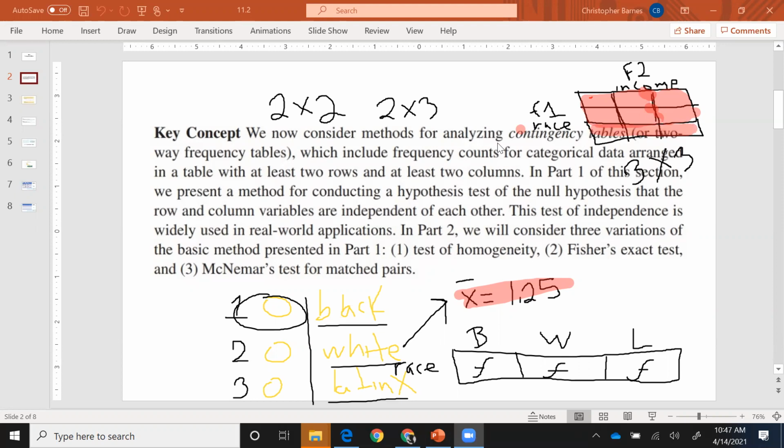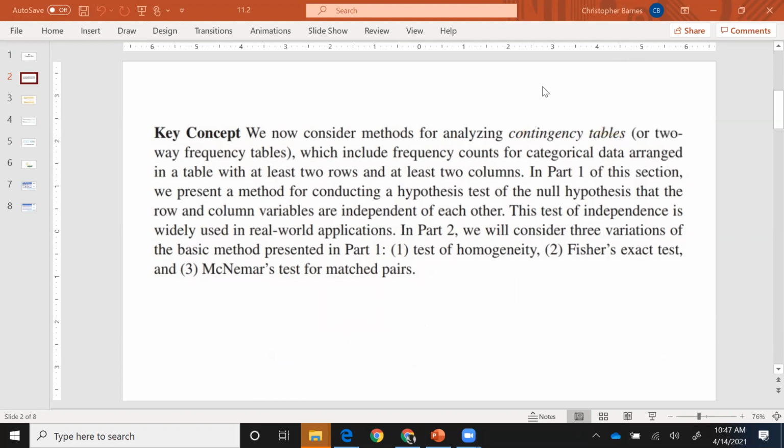All right, so let me clear this, get this stuff out of the way. Then we can get back to reading. All right, which include frequency counts of categorical variables arranged in a table that has at least 2 rows and at least 2 columns. So that's the smallest that we can be. A 2 by 2 is the smallest, right?